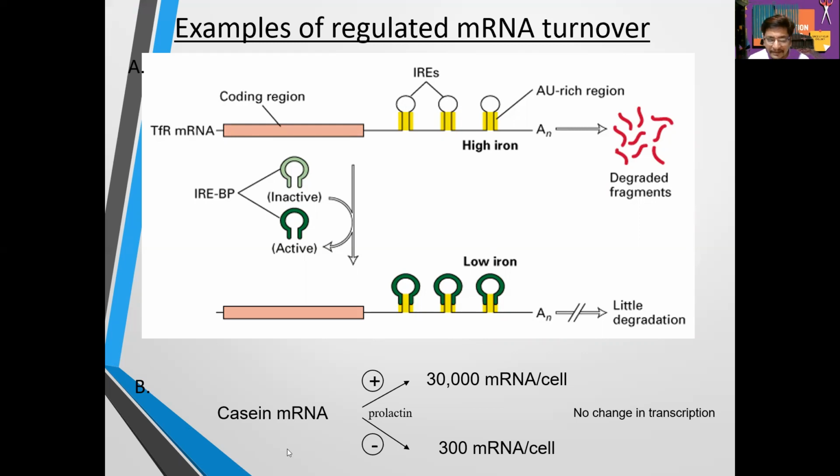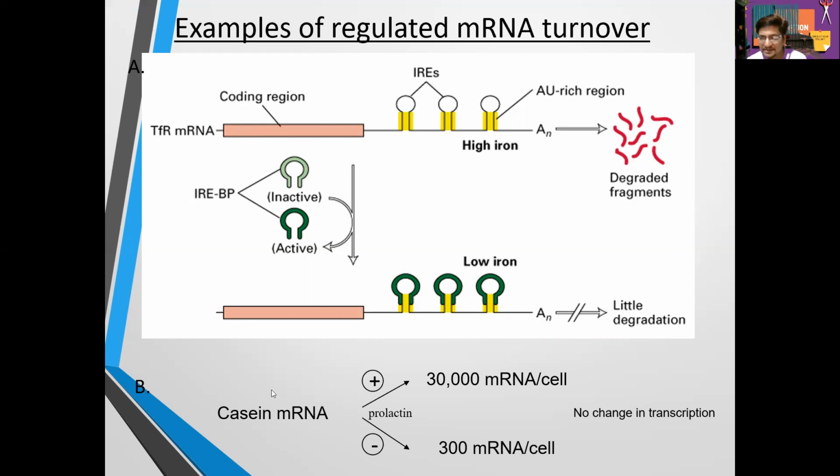Look at the second example over here. This is the messenger RNA for transferrin, which is a protein which transports the iron from the spleen to the liver. Now, the second one you will probably be able to correlate very easily.